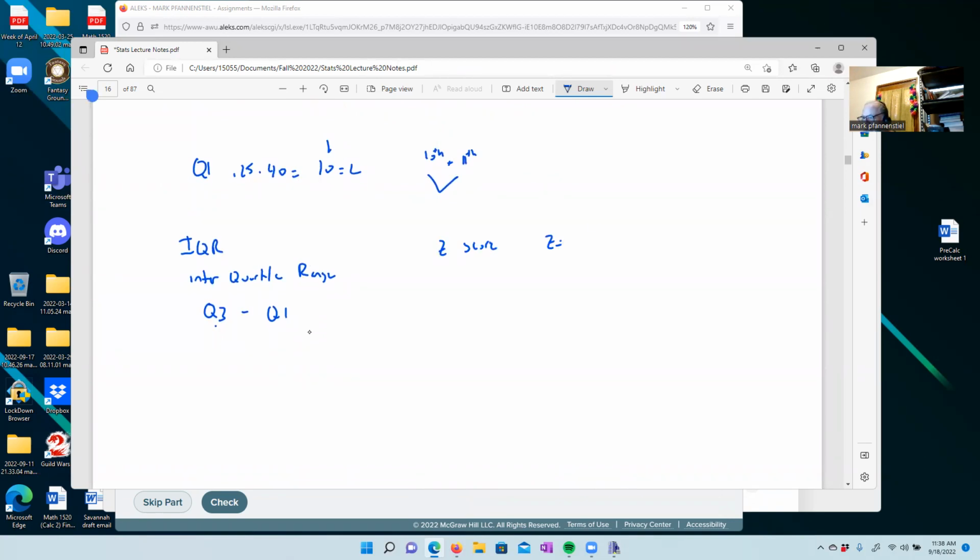Z equals x minus mu divided by sigma. This tells you how many standard deviations away from the mean you are. And if you say, well, that's kind of a weird thing, I don't know if I can remember that, you are not alone. This is the hardest part that most students have trouble with.